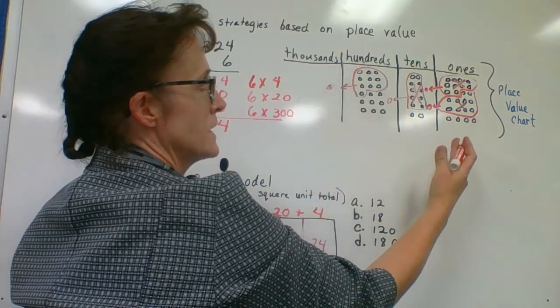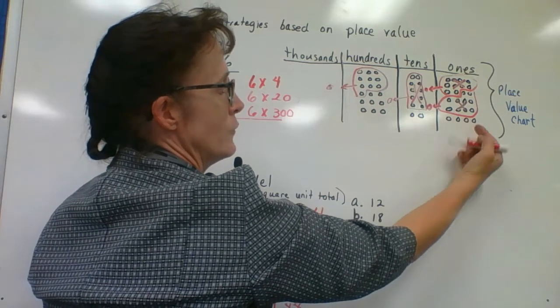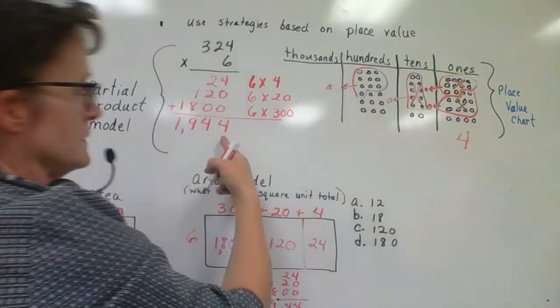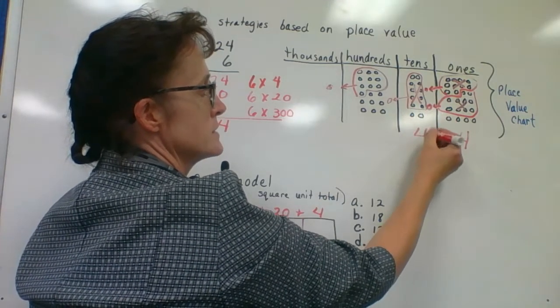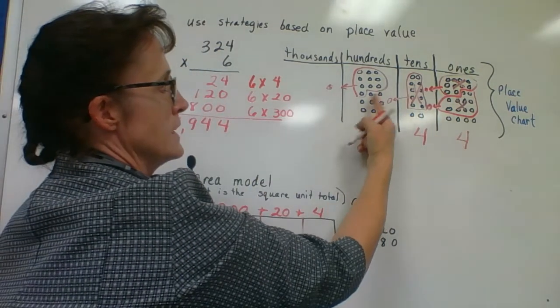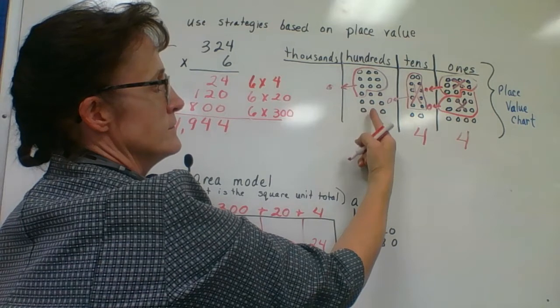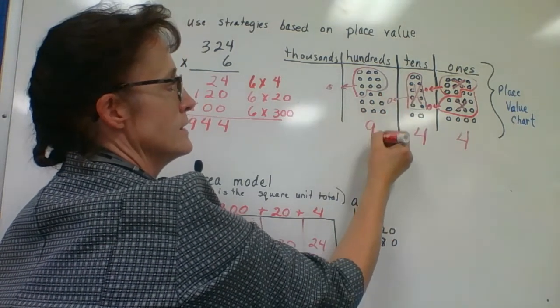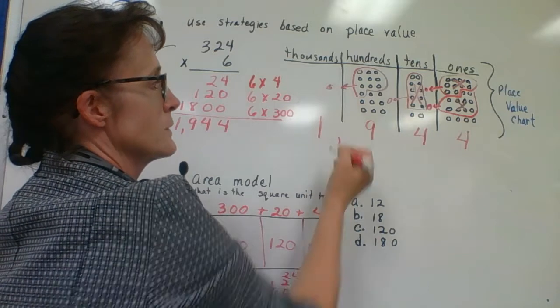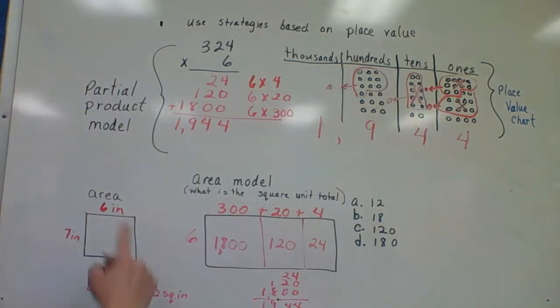And now what do I have all together? Once I've done all my regrouping, I have 4 in the ones place. So as I got here, I have 4 in the tens place, just like I got here. And then I have 9 in the hundreds place, and I have my 1,000 that I regrouped. So that'll give you an idea of the 3 different strategies that we used in the classroom to work on place value concepts embedded into the multiplication.